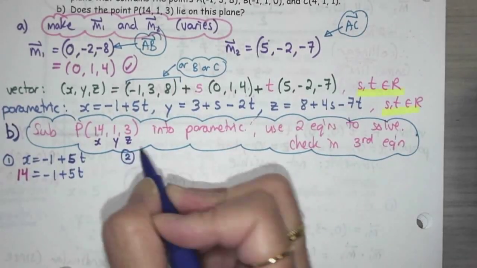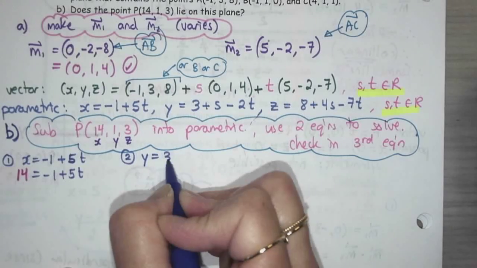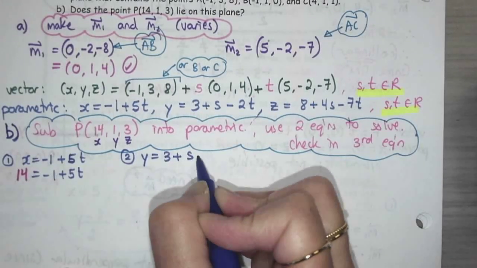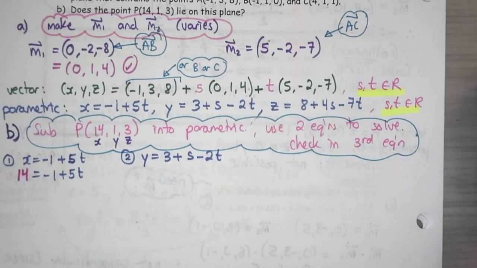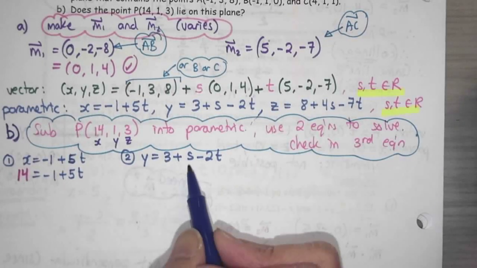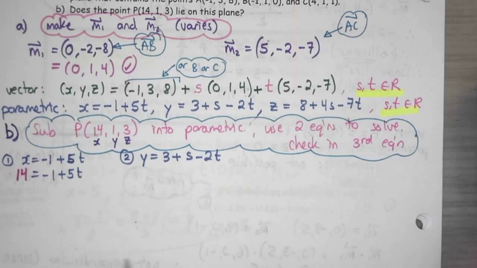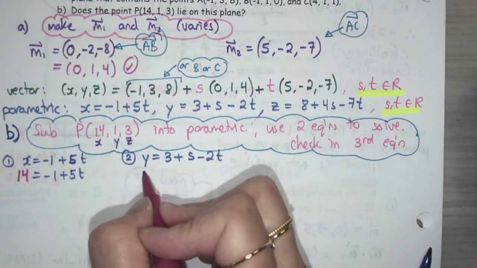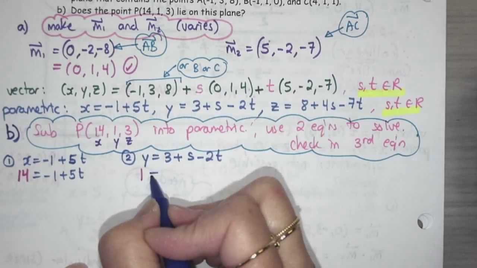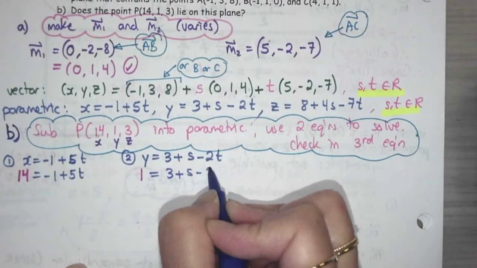Then in equation 2, this is going to be y equals 3 plus s minus 2t. Make sure you can read your own s versus 5. Sometimes I get students who think that their own writing is 5 and then they go wrong from there. Okay, it's hard, I know. Y is 1, right? So you sub that in and you're going to solve this.